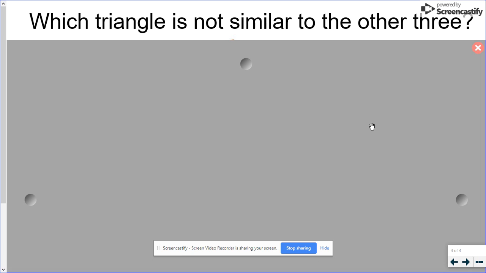So before we get into the next part, I want you to think about which triangle is not similar to the other three from the ones that I'm going to show you here. And I really want you to take a minute to look at them and pause the video if need be before you answer and before you move on.